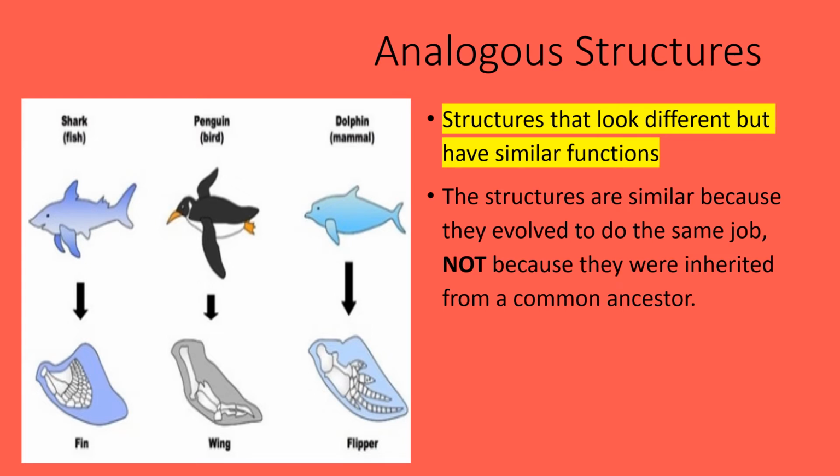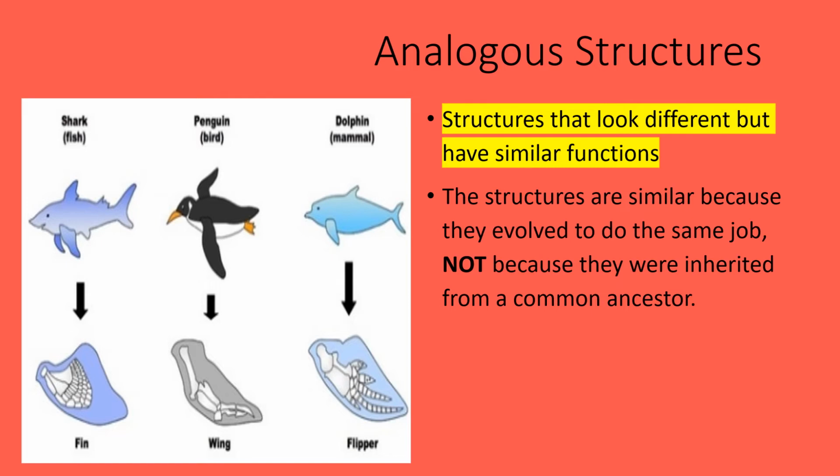If we look at the bones of these different swimming structures, we can see that the fin, the wing, and the flipper all look very different. Their bone structures are not similar at all. So these would show that they do not share a common ancestor. Just because something does the same thing doesn't mean that it shows that they're related. That just means that they all evolved to do the same thing.